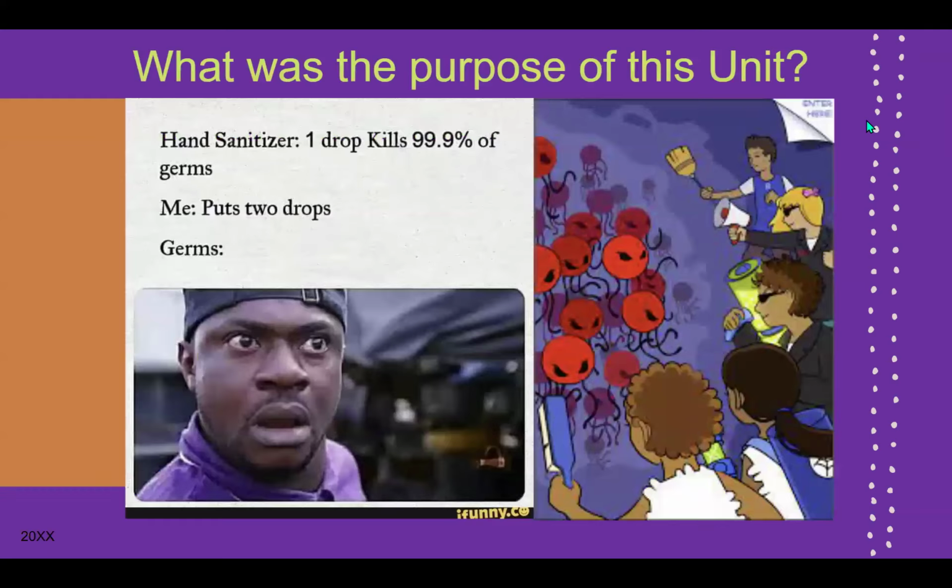Okay, so we did a lot of stuff in this unit, so let's go back and think about why we did it. Basically, the whole purpose of this was: how do we kill microbes? How do we disinfect? How do we sterilize? How do we keep ourselves safe from microbes? That's the majority of this unit.